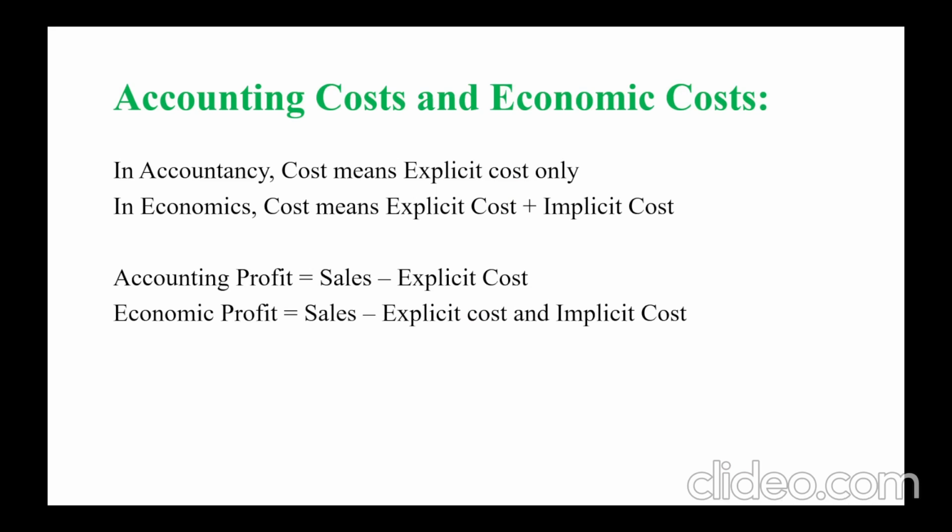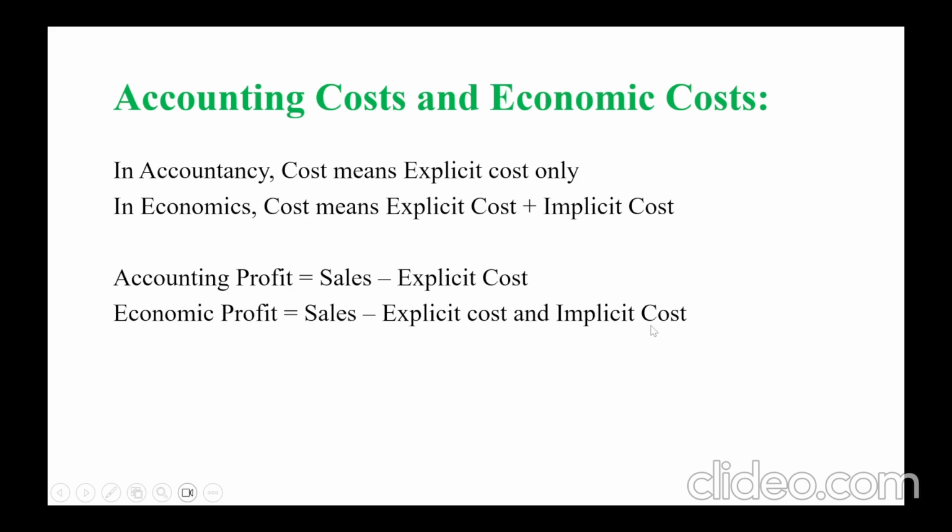Please understand that in accountancy, cost means only explicit cost, whereas in economics, cost means both explicit cost and implicit cost. So accounting profit is equal to sales minus explicit cost. So in order to arrive at the accounting profit, you can just take the sales revenue minus explicit cost. Whereas in case of economic profit, we have to deduct the explicit cost plus implicit cost.